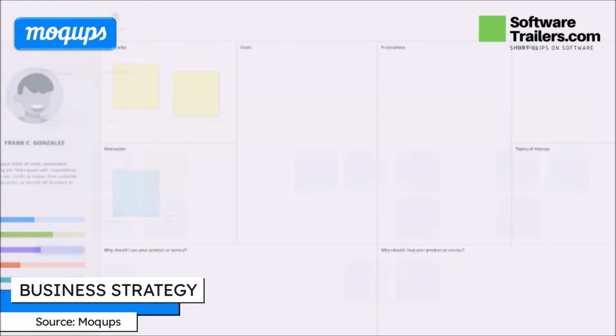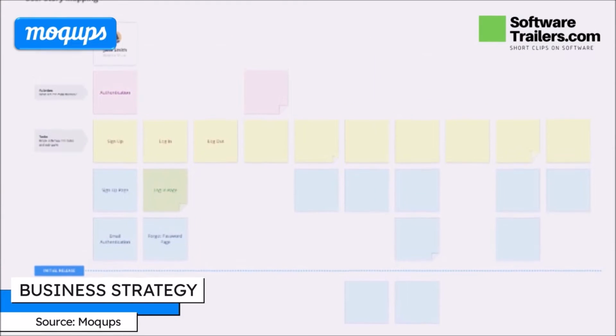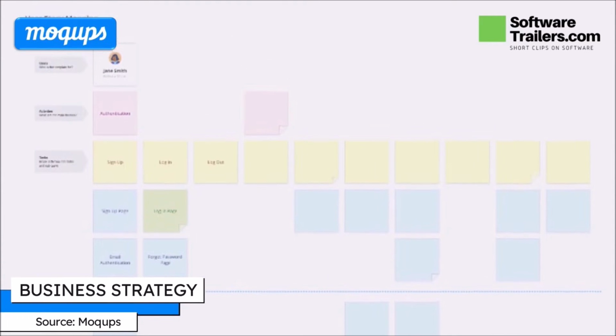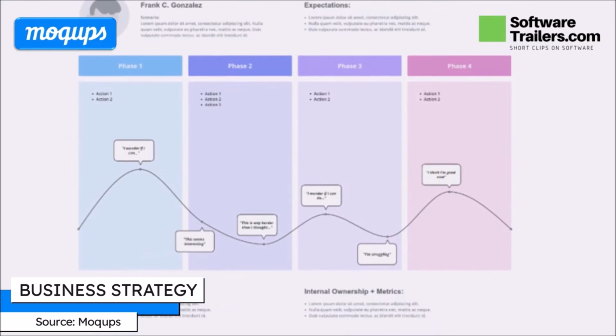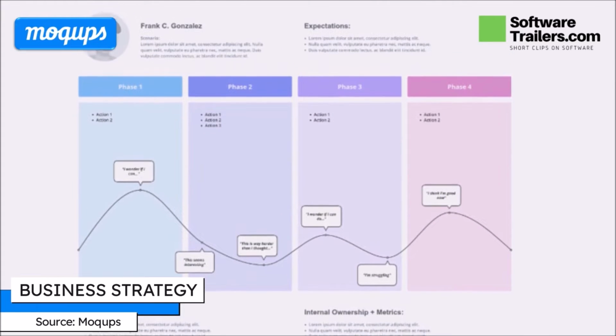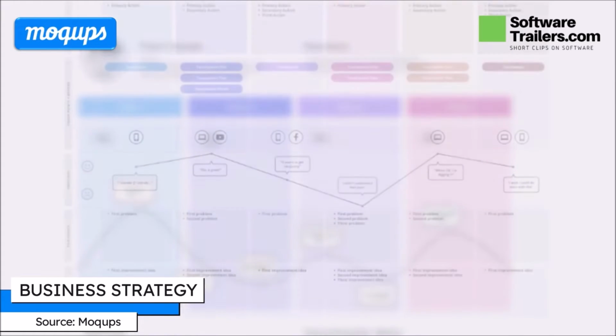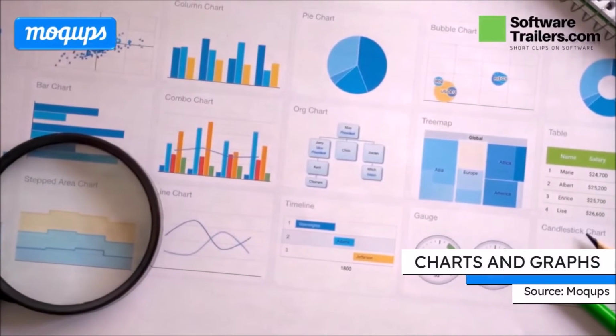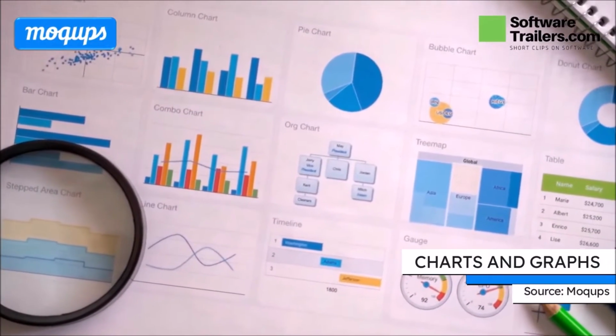However, Moqups Gantt chart templates can help you with several parts of your business plan. Whether you're doing strategic planning, research, or prepping for a release, a Gantt chart template can help you organize your tasks. Moqups allows you to make stunning charts and graphs.